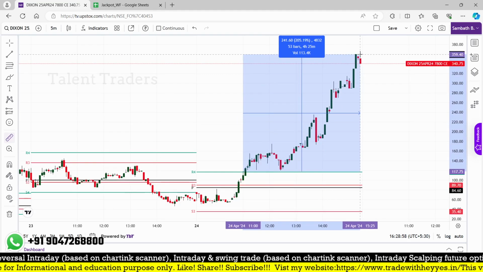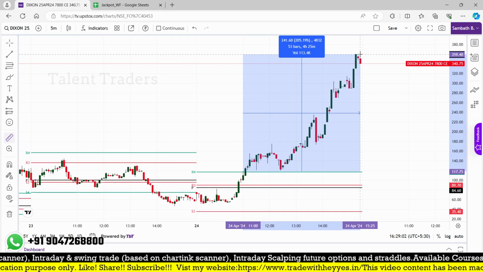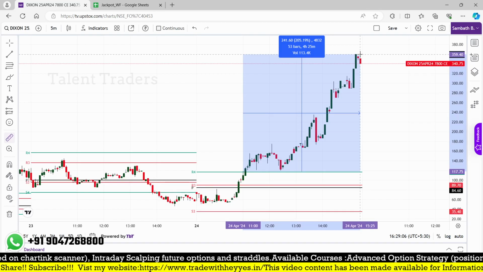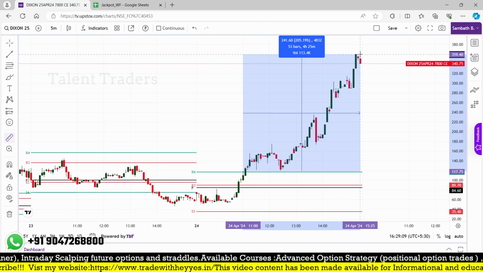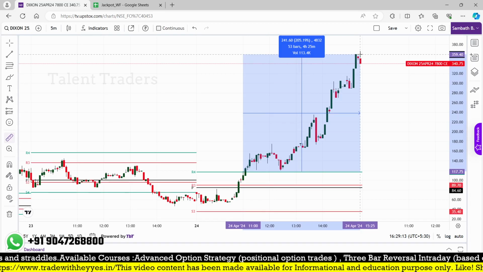So we don't know how much movement can happen in any stock, but how we can manage it is by trailing the stop loss or by using hedging strategies, like the 2.1, 3.2 F4 strategies. So SBB strategies, that is a concept which you learn in our advanced options classes.